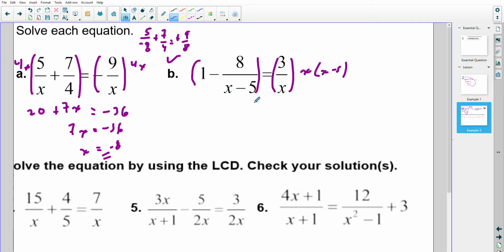There is no cancellation. So you're going to multiply again both sides by x times x minus 5, and then treat it on each as a distributive property. Okay, so this becomes, I'm just going to distribute right now, x squared minus 5x times 1, which is x squared minus 5x. The second one, the x minus 5's cancel, and so it's minus 8x equals x is canceled, 3x minus 15.